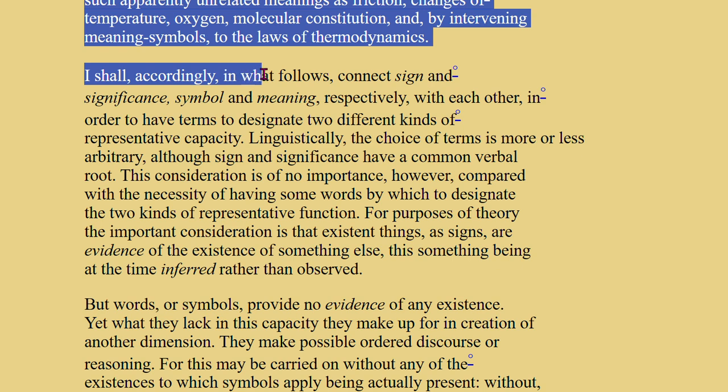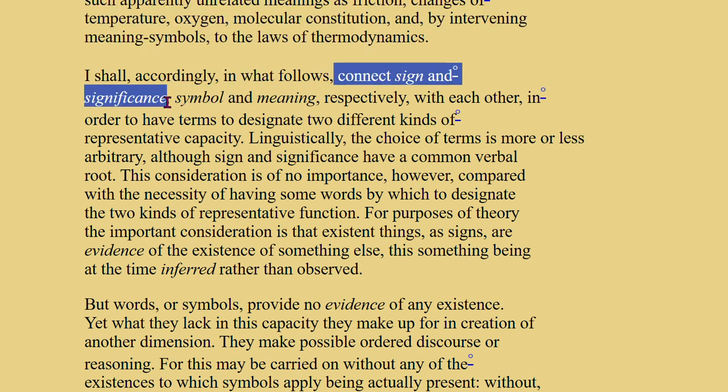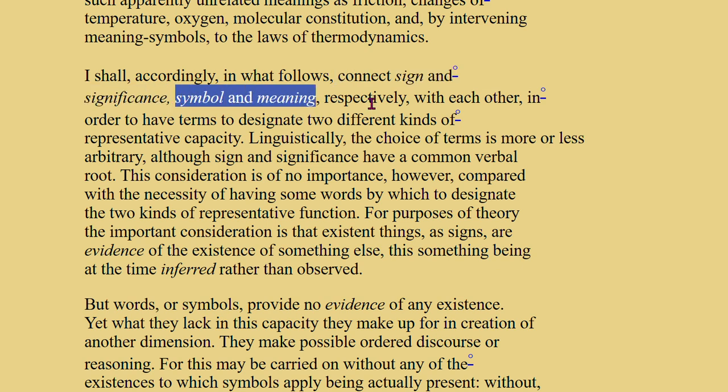I shall accordingly, in what follows, connect sign and significance, symbol and meaning, respectively, with each other in order to have terms to designate two different kinds of representative capacity. So sign is going to go with significance. When a sign indicates something else, as smoke might indicate the presence of fire, that's going to be its significance. A symbol will have a meaning. So smoke, the word smoke, might mean for us the substance smoke or other things, but that will be its meaning, right? If the word smoke means for us a certain kind of substance that may or may not be there in the actual environment, that's going to be its meaning.